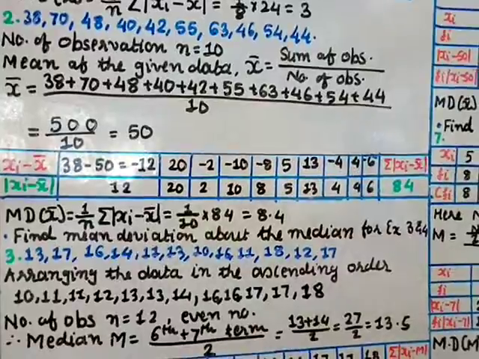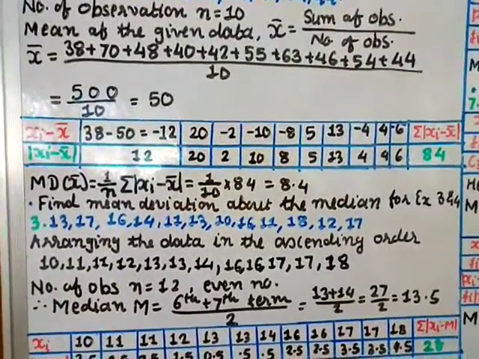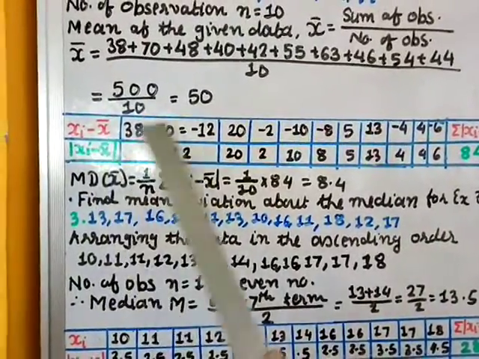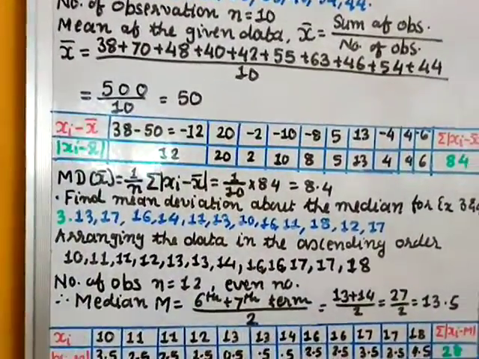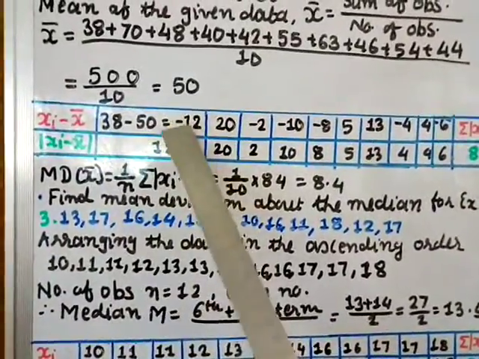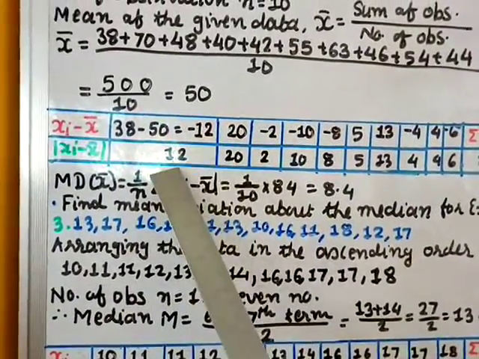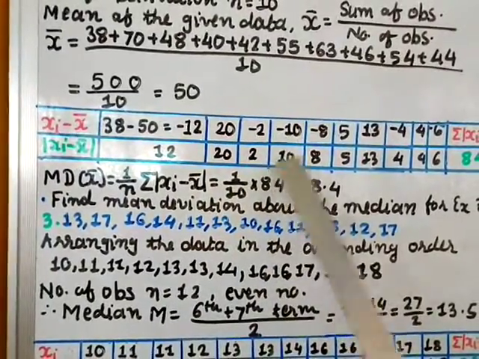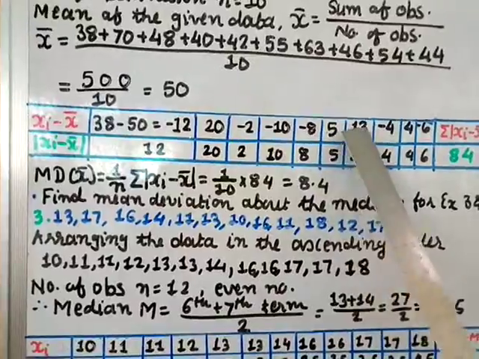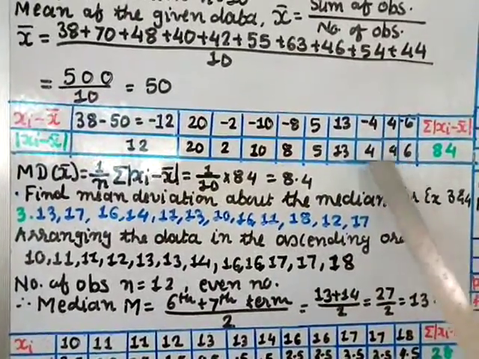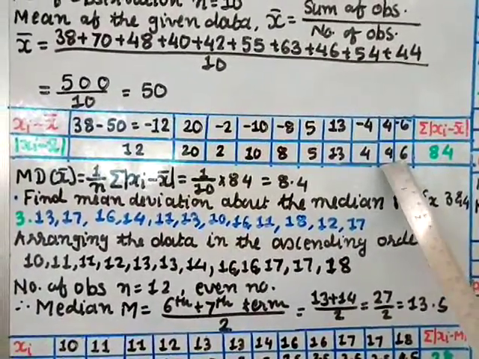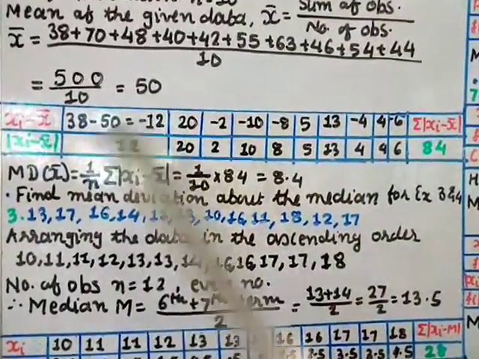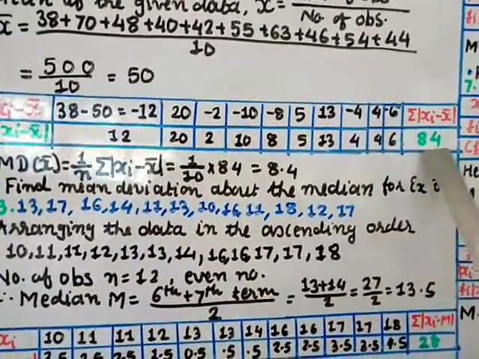Now you have to take the absolute value. Absolute value means without the negative sign, only the positive sign you have to take. So modulus of xi minus x bar, where the x bar value you can write as 50, because in this question the x bar value is 50. So without the negative sign, negative 12 becomes plus 12, 20 is positive so it stays, minus 2 will be 2, this will be 10, this will be plus 8, plus 5, 13, plus 4, 4, minus 6 gives you plus 6. Then the sum total of these, that is sigma modulus of xi minus x bar, is 84.